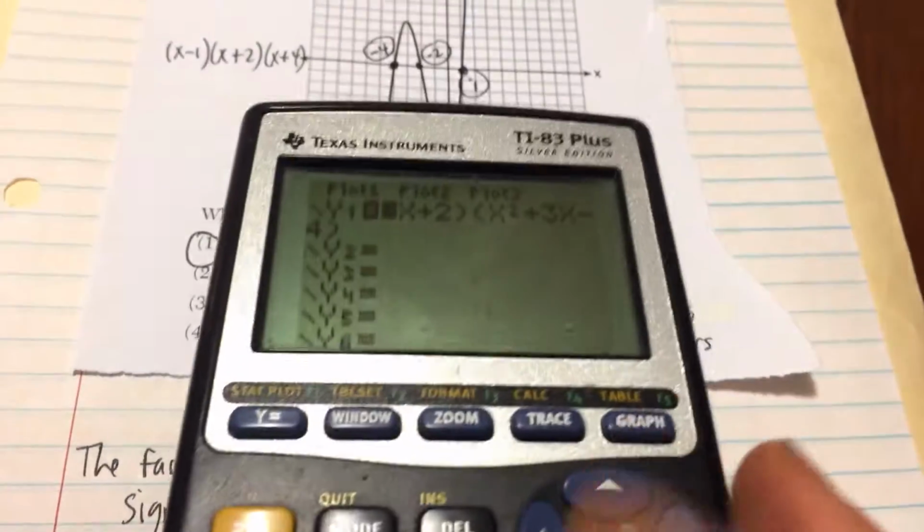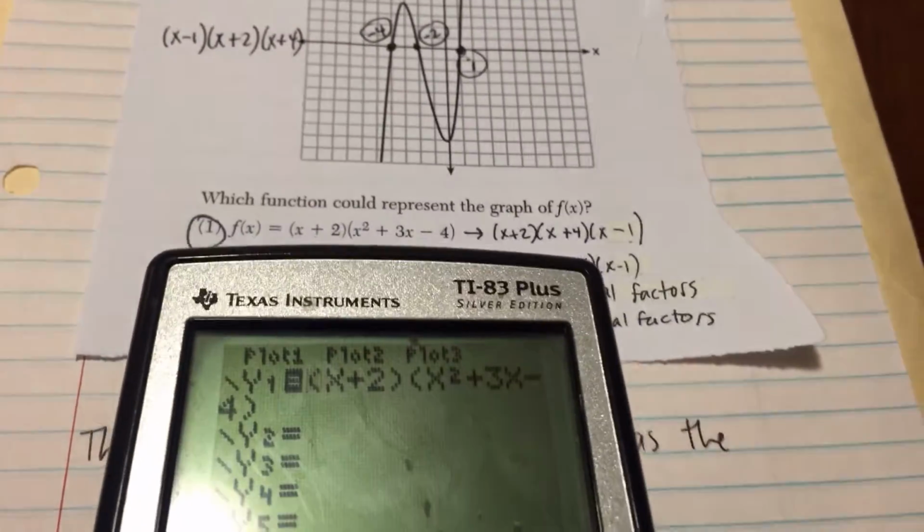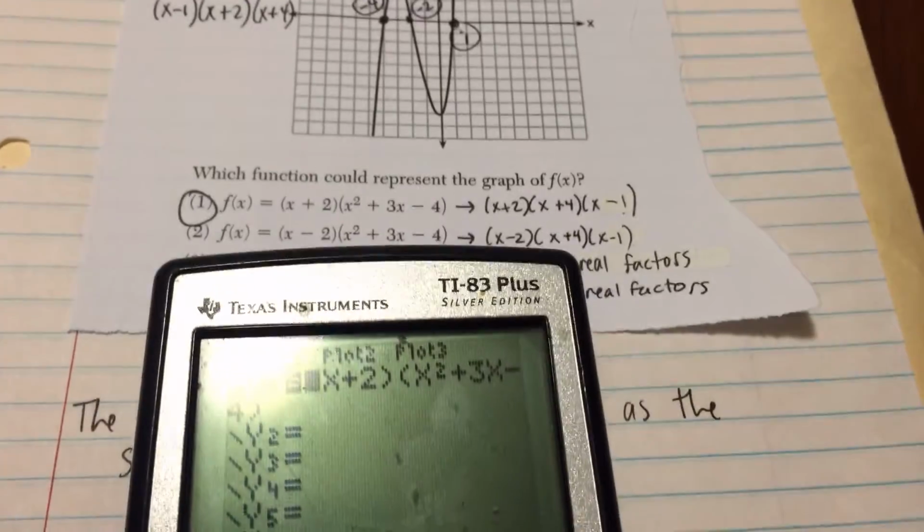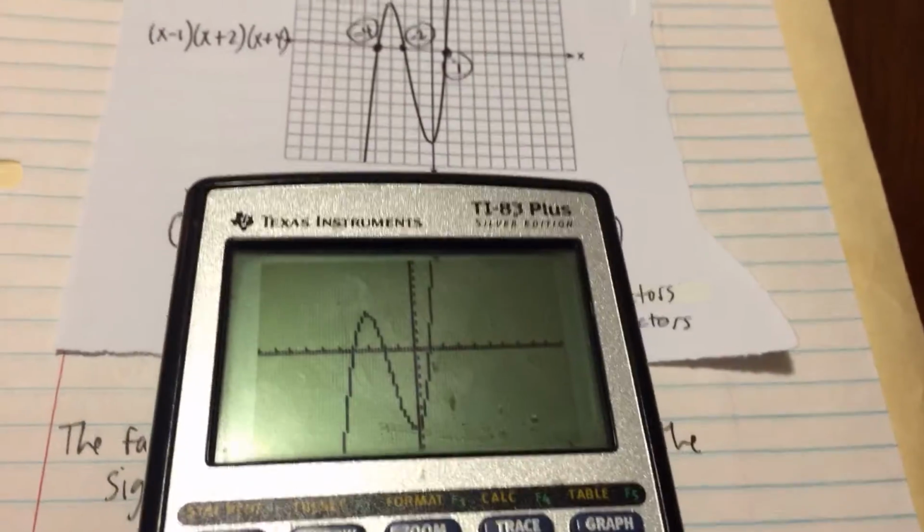Another thing you could do is put this into your calculator. You could put that equation, choice number 1, in your calculator. You can graph it to see that it looks similar to the one that you were given.